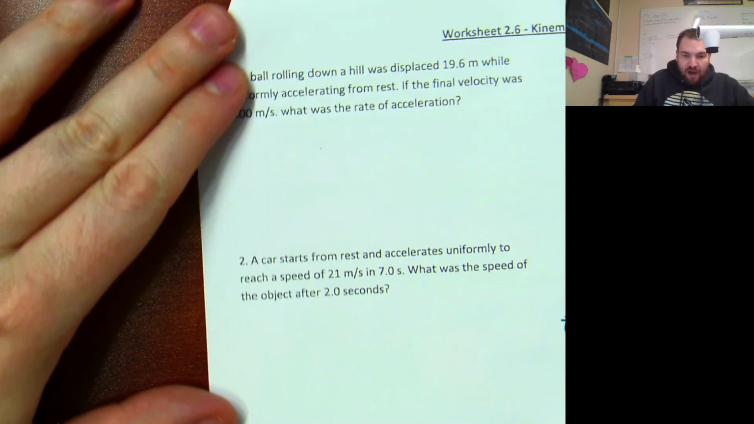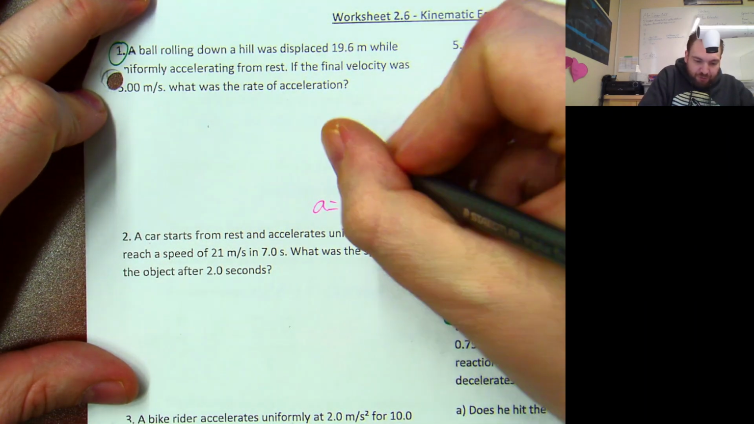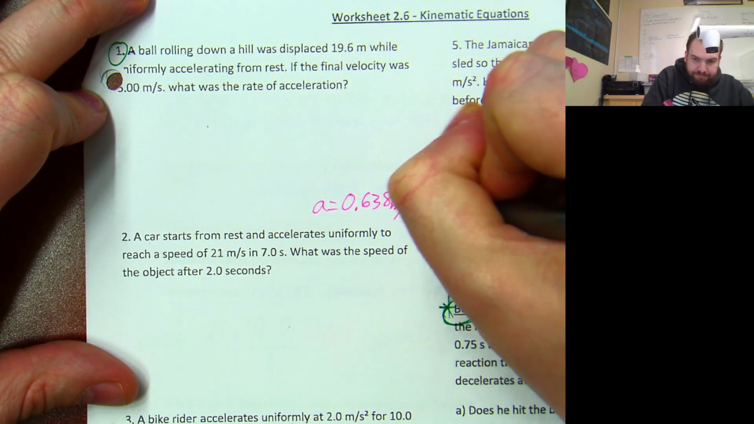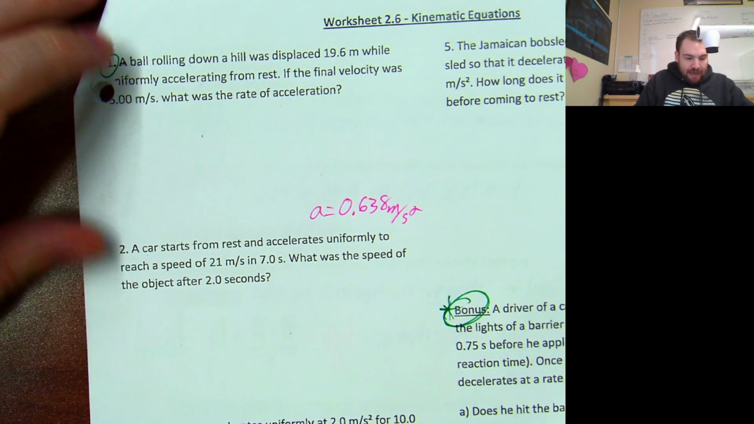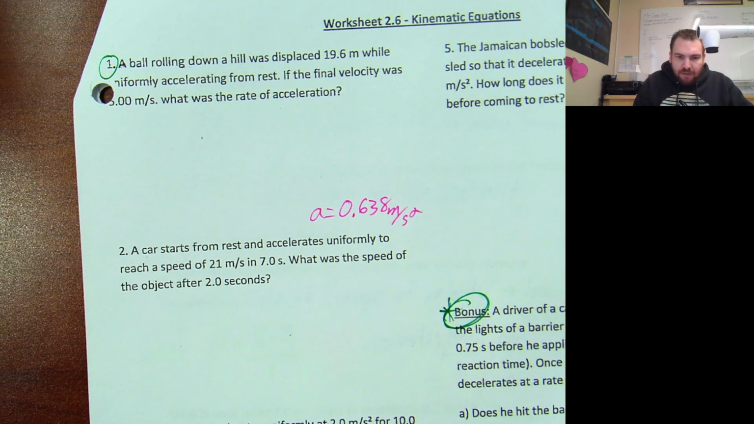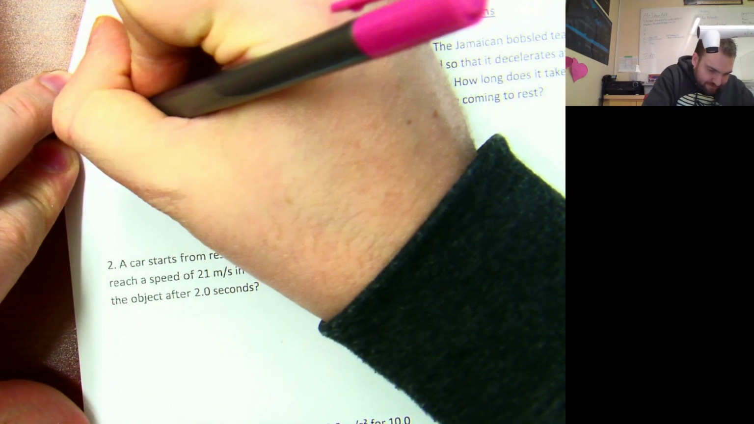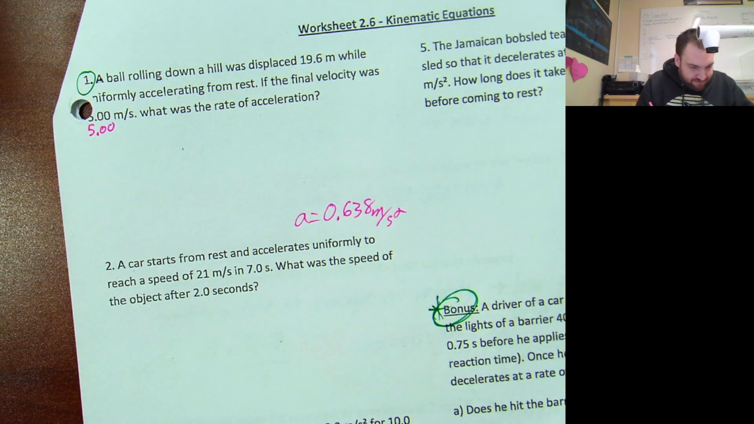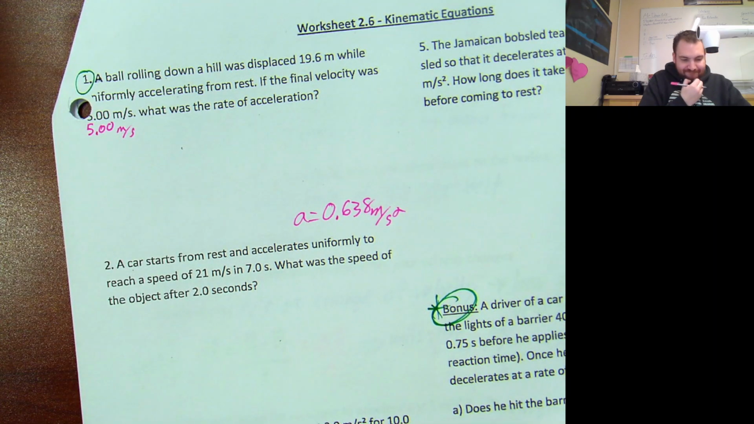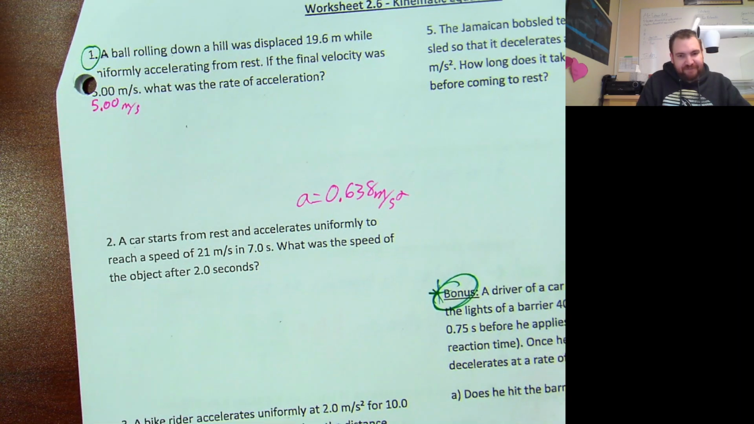The answer to number 1, you should have found the acceleration to be equal to something in the neighborhood of 0.638 meters per second squared. Yes. The final velocity got cut off, what was that? That's supposed to be a 5. My apologies. Meters per second. Yeah, it's 5.